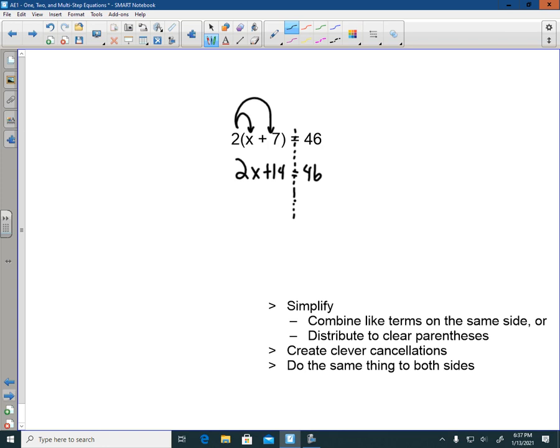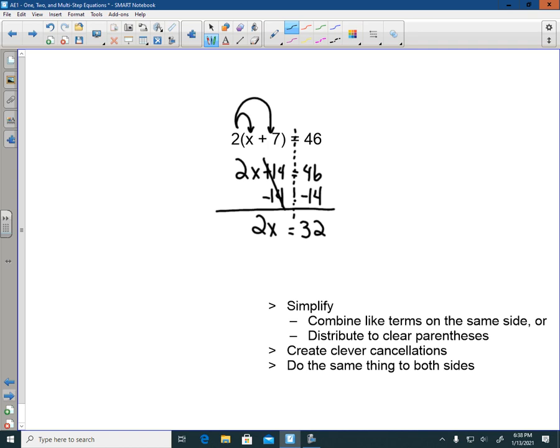And now that we're done simplifying, we're going to create clever cancellations. Now there's going to be a couple steps involved in this. We're going to start on the side of the equation that has the variable, but get rid of the term that doesn't. And so I'm going to subtract 14. Doing the same thing to both sides gives me this cancellation, and I have 2x equals 46 minus 14, or 32.